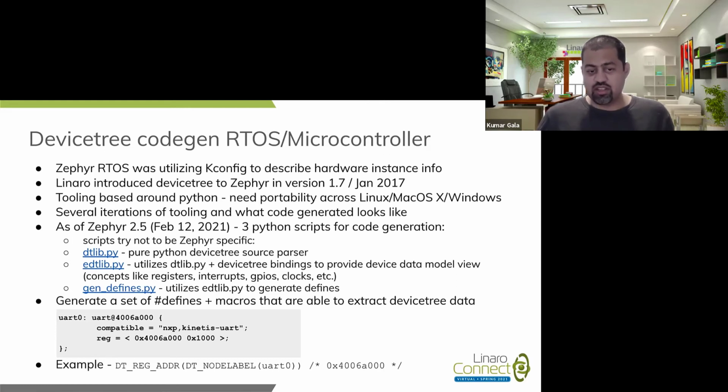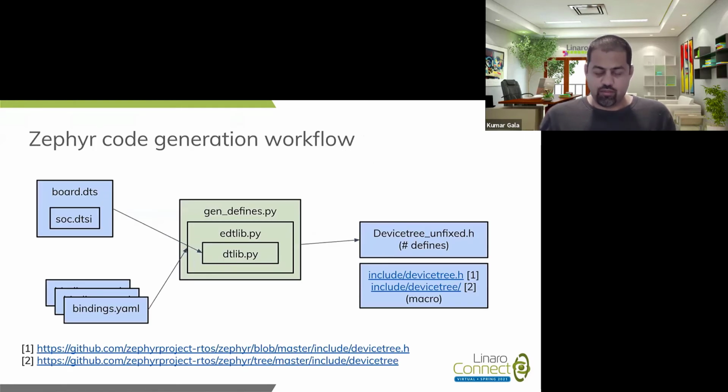Here's a very simple example where we have a UART node, a register address and size for that node, and then an example of the macro language that we can use to extract that data from the set of defines. We have a way of referencing the node. In this example, we're using the node label UART 0, and then we're asking for the reg address. There's a much richer set of macros and so forth that I've got some pointers to here.